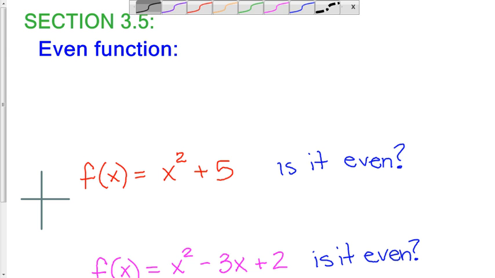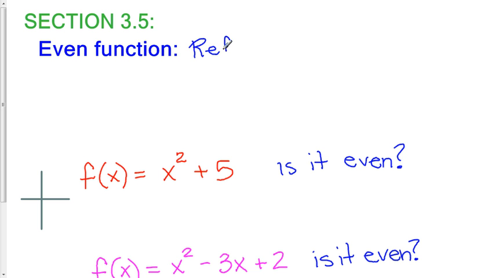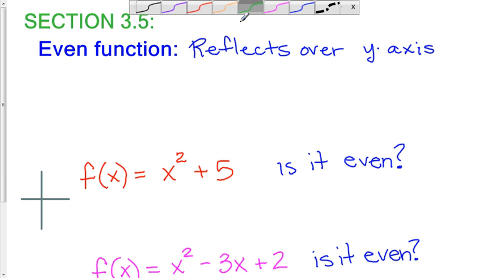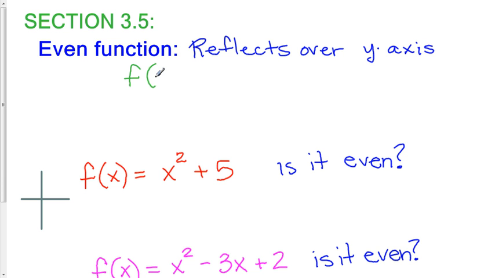An even function is a function that is reflected over the y-axis. And in an even function, or if you want to prove a function is even, then f of the opposite of x is going to have the same value as f of x.